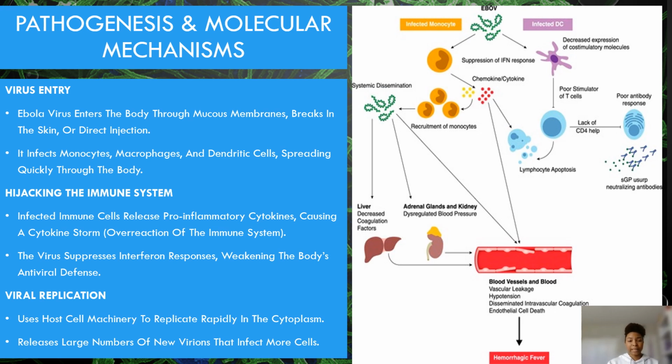We next have viral replication. So the virus uses the whole cell machinery to replicate rapidly in the cytoplasm, as many RNA viruses do. It releases a large number of new virions that infect more cells. The Ebola virus uses something called de novo replication. It is characterized by the L polymerase complex that initiates transcription by identifying the start sequence.